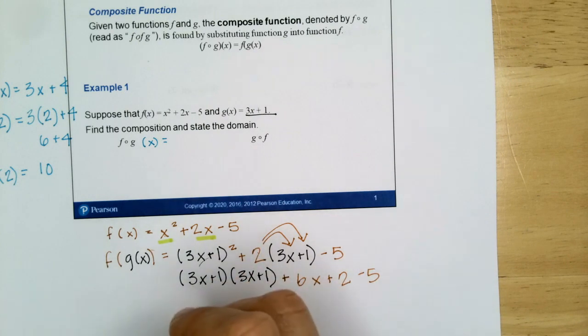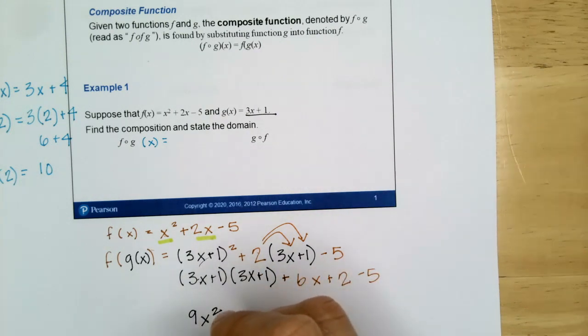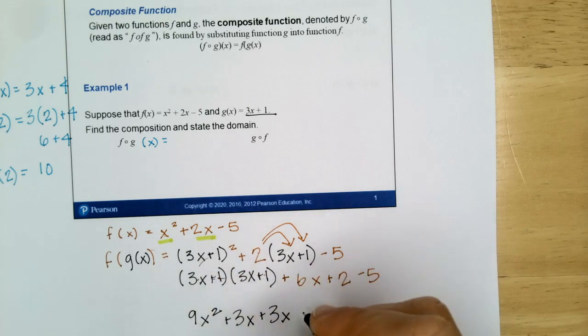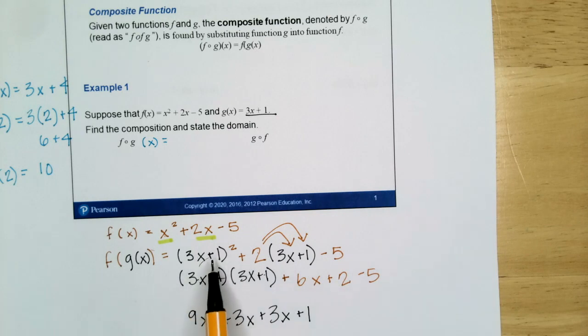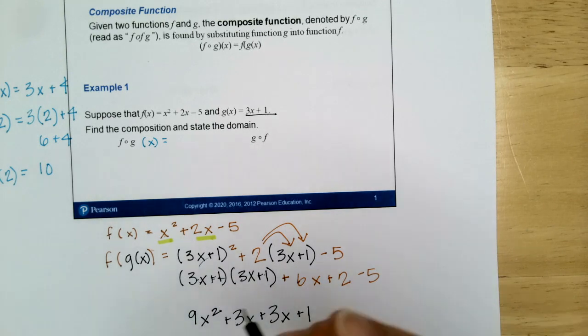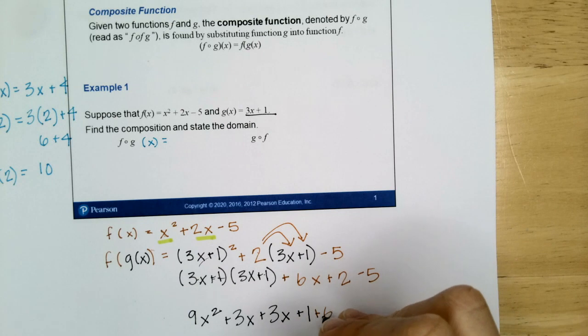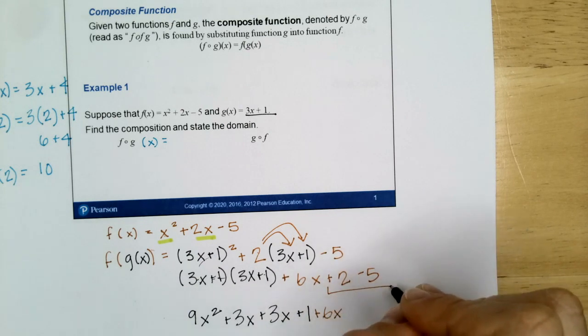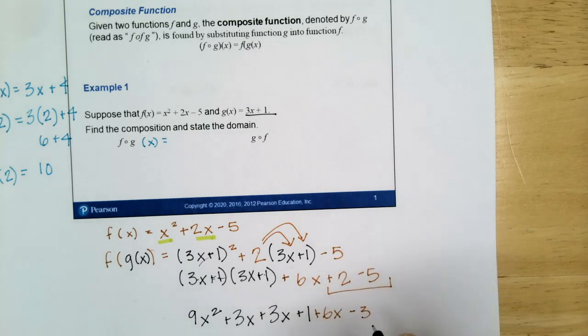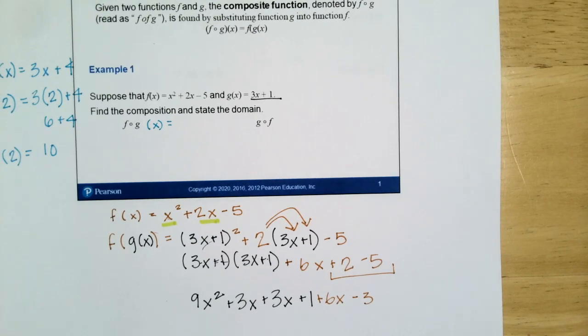3x times 3x, 3 times 3 is 9, x times x is x squared. So 3x times 3x is the 9x squared, 3x times 1 is 3x, 1 times 3x is 3x, and then 1 times 1 is 1. So 3x plus 1 quantity squared is 9x squared plus 6x plus 1, plus 6x, and then that 2 minus 5, you can just call it a negative 3. Good. Now we can start combining like terms.